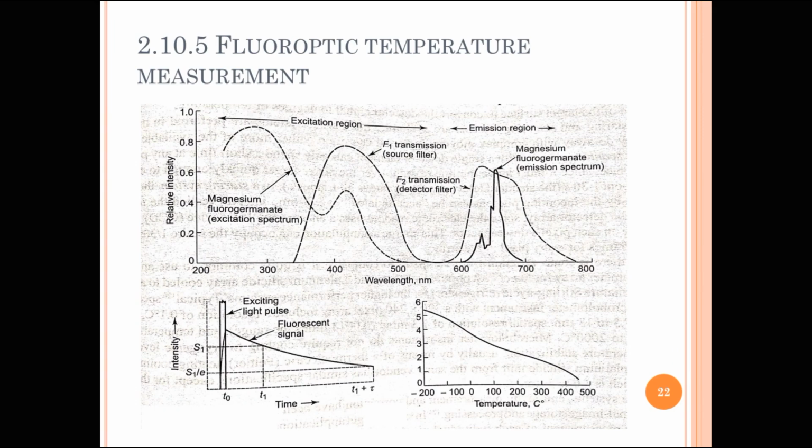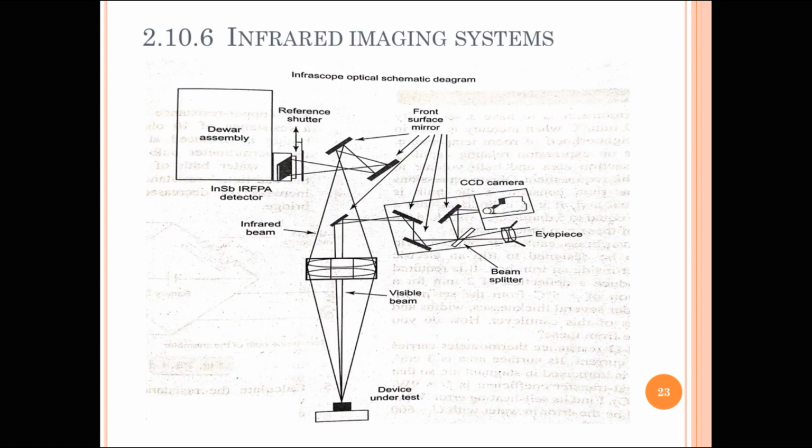A commercially available fiber optic temperature sensor is the fluoroptic system. Here, a material, magnesium fluorogermanate, activated with tetravalent manganese, exhibiting a long, exponentially decaying fluorescence, either is applied to the surface whose temperature is to be measured or is incorporated into the tip of the probe, which will be pressed against the surface. And the last one, infrared imaging systems.